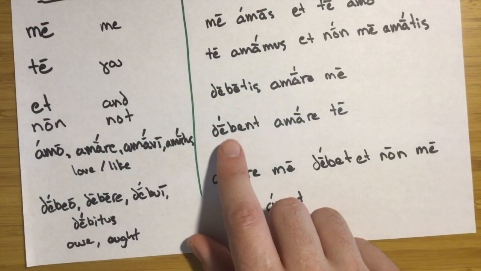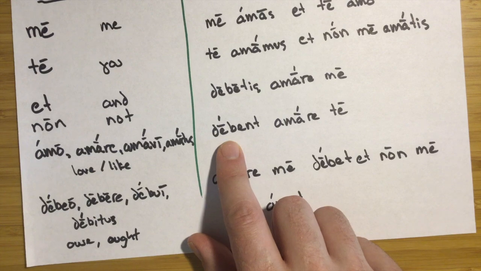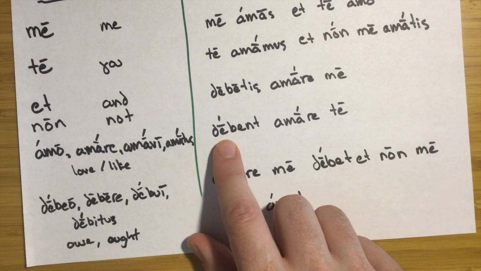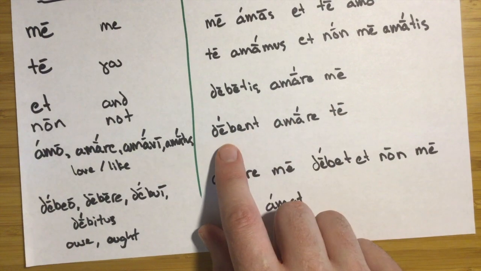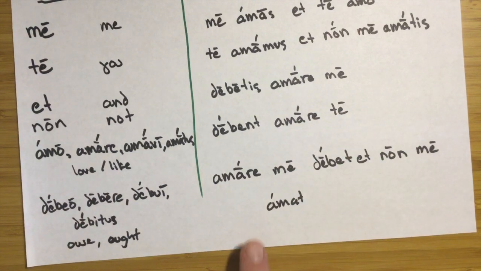Here we have the third person plural. So they, debent, they ought, amare te. They ought to love you.